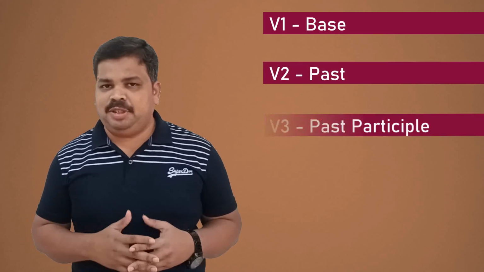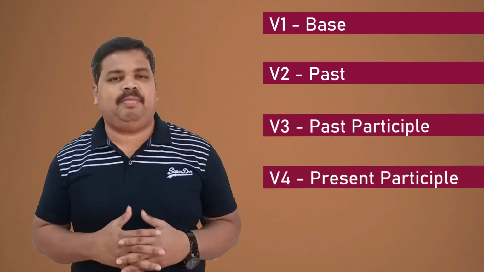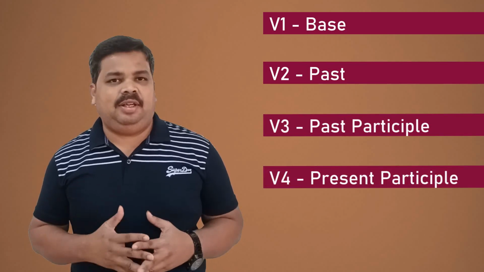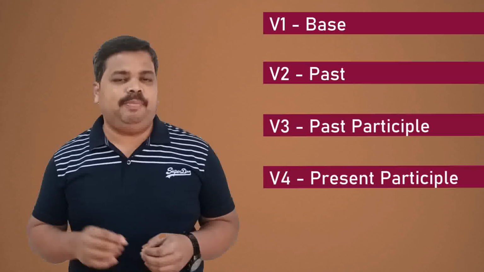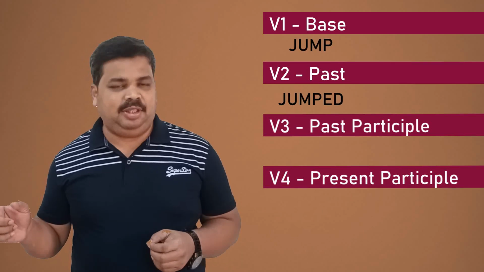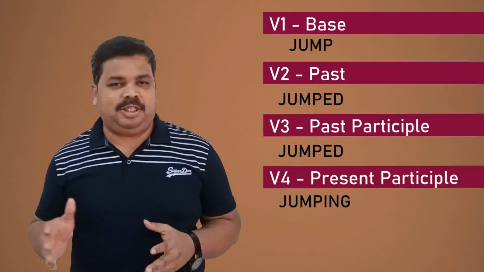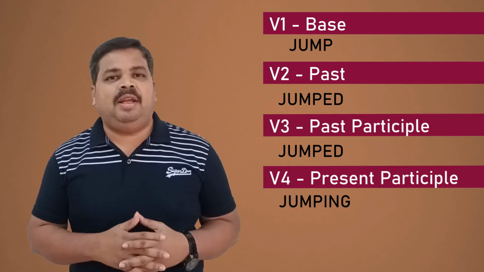We have seen different verbs based on their functions. We categorize them into different forms. We call the V1 form the base form, the V2 form the past form, the V3 form the past participle, and V4 the present participle form. If you take the word jump as an example, jump is the base form, jumped is the past form, jumped is the past participle form, and jumping is the present participle form. V1 to V4.